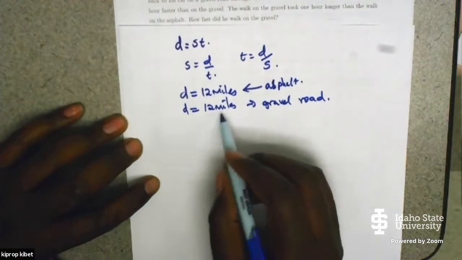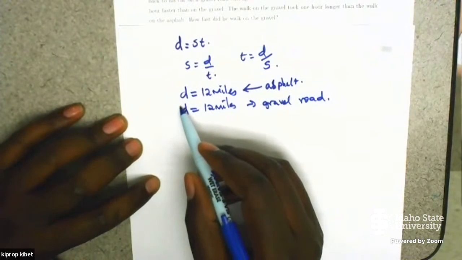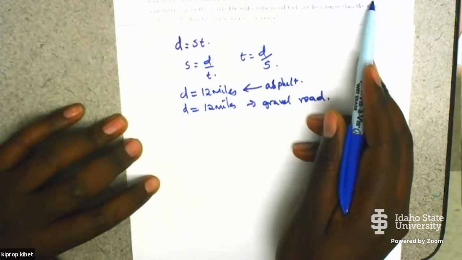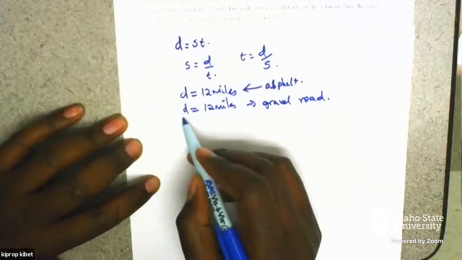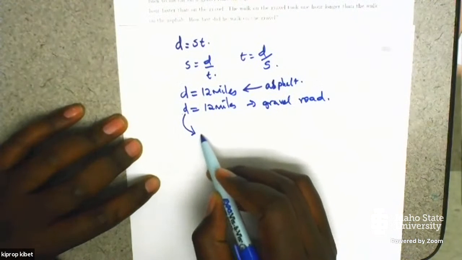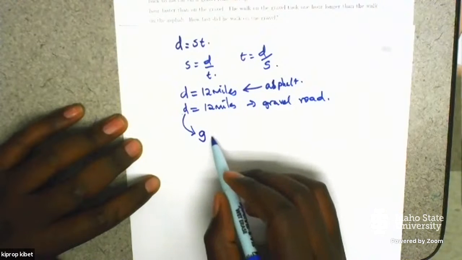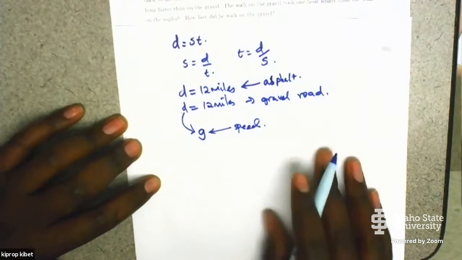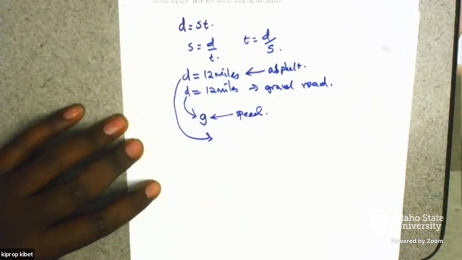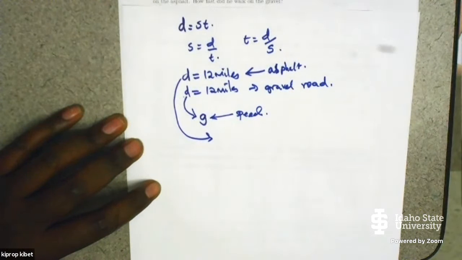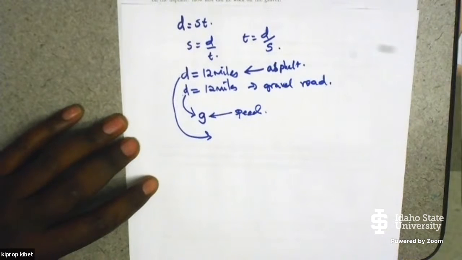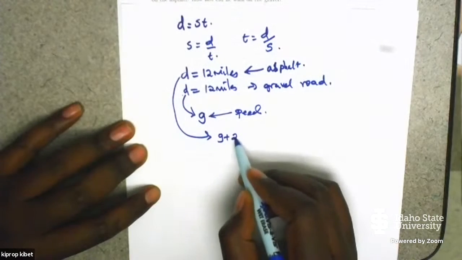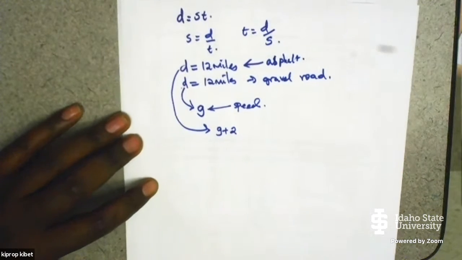So the speed here. On the asphalt, he walked 2 miles faster. So if you take the speed on the gravel road as g, the speed in this case on the asphalt will be what? 2 miles per hour faster, right? So it will be g plus what? g plus 2.